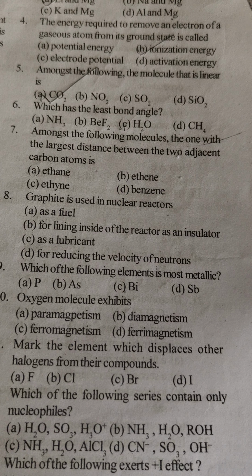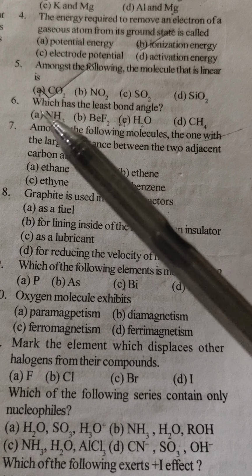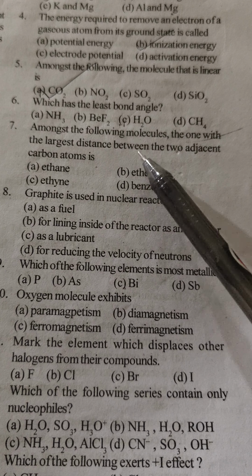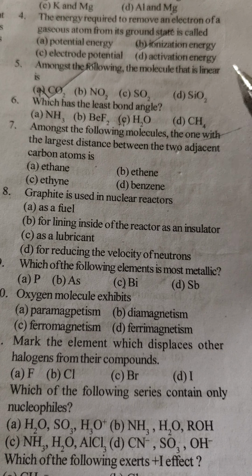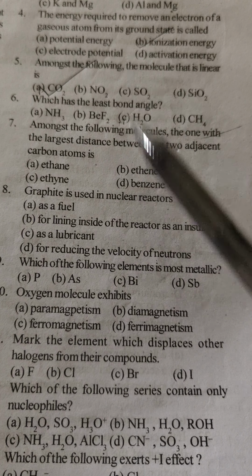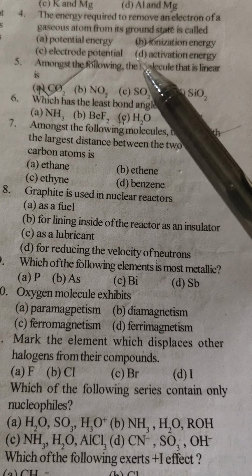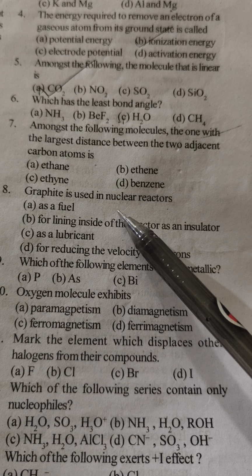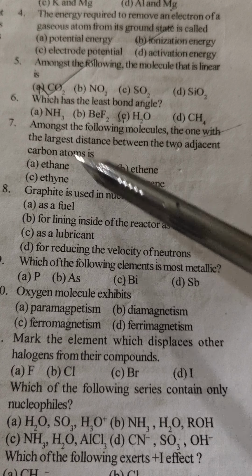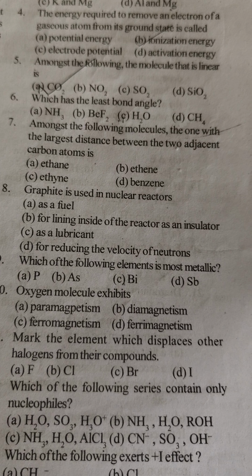The 7th question says, amongst the following molecules, the one with the largest distance between two adjacent carbon atoms is dash? Ethane, ethene, ethyne or benzene? So the right answer is ethane. How? Let's discuss.